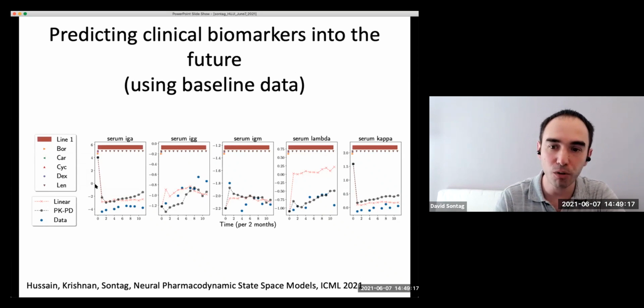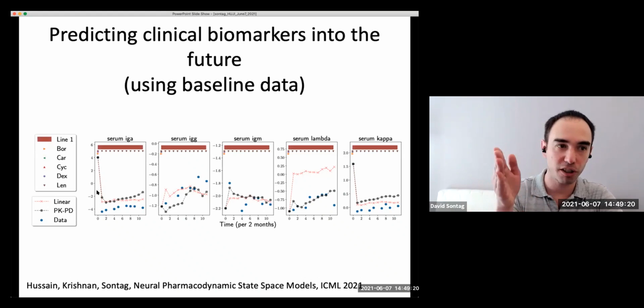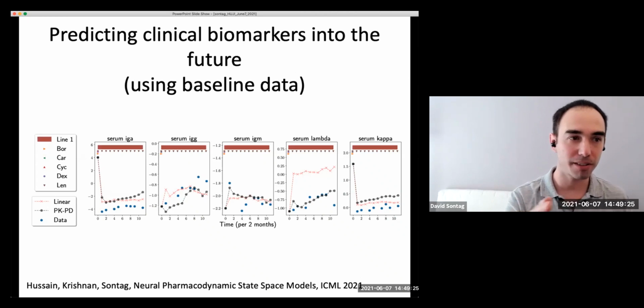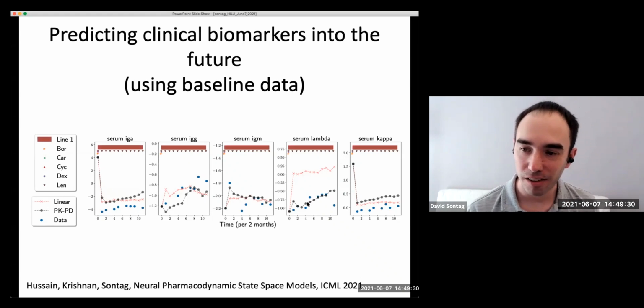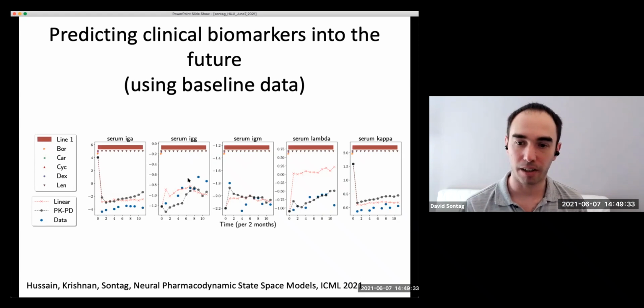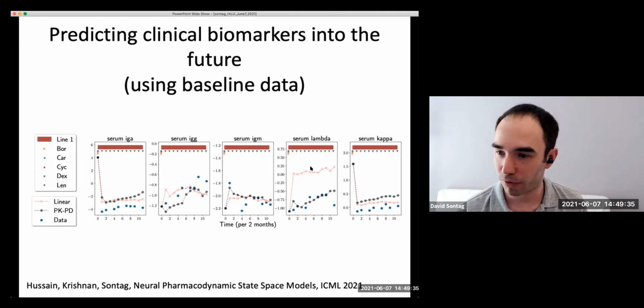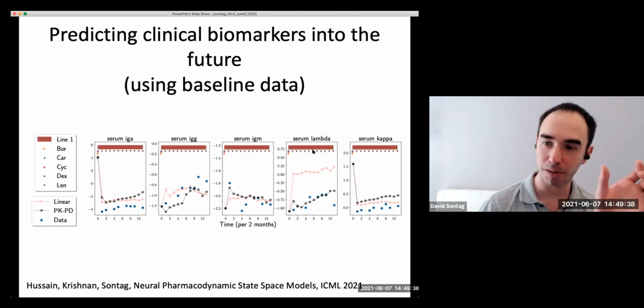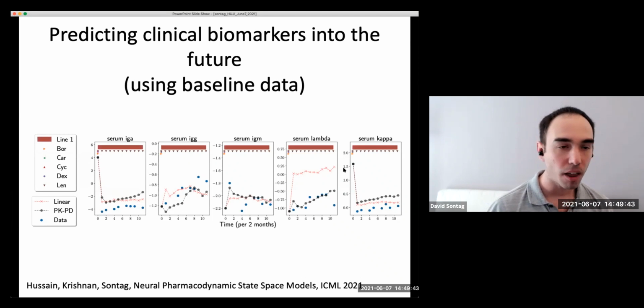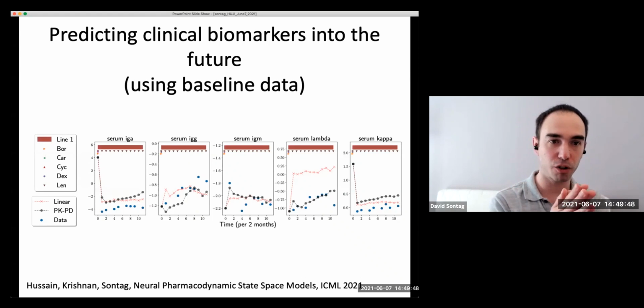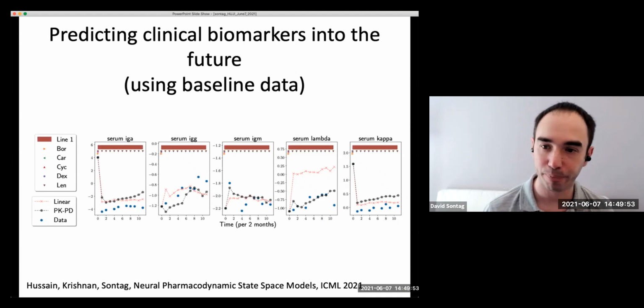Now, if you use a transition distribution which is linear in nature, and that tends to be the best that you can fit from the limited data that you have, it doesn't do very well in matching the observed data. So you see, for example, looking at the patient serum lambda, after time step 1, there's a huge drift. On the other hand, what we found time and time again is that using these PKPD inspired transition distributions, we do a much better job at forecasting the patient's actual data.